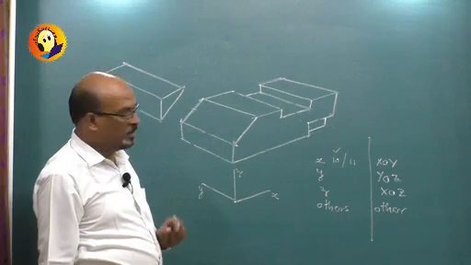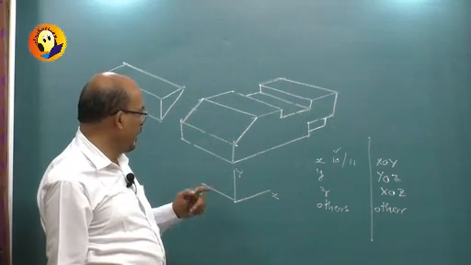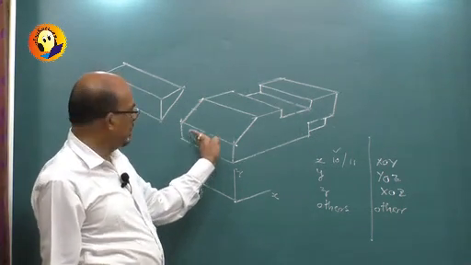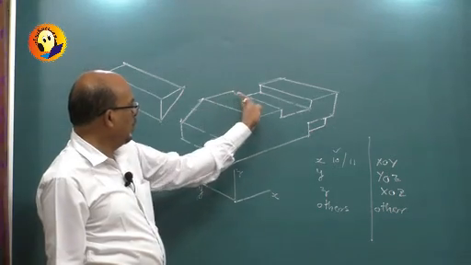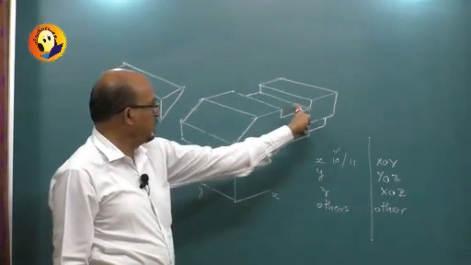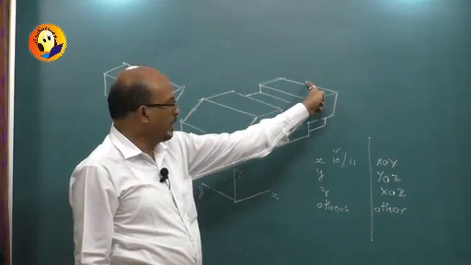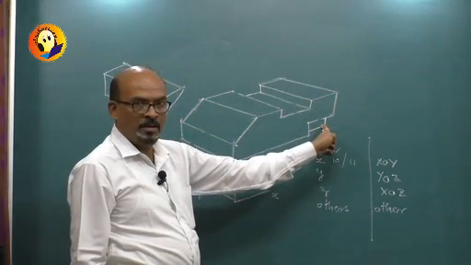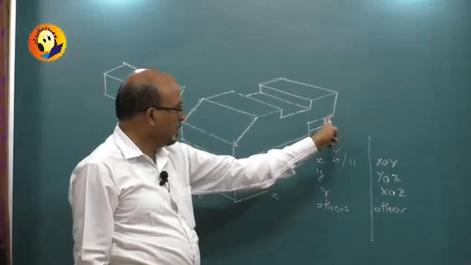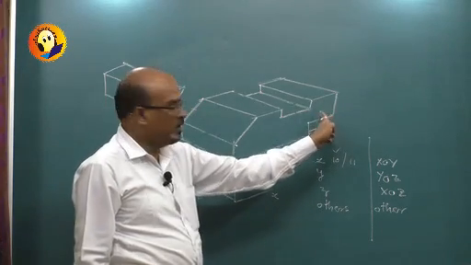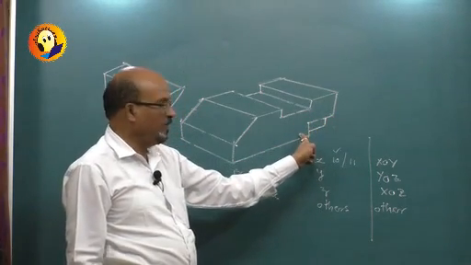Right? Now, parallel to y: 1, 2, 3, 4, 5, 6, 7, 8. Now I take the very bottom one, 9. The very bottom one. 10, 11, 12.